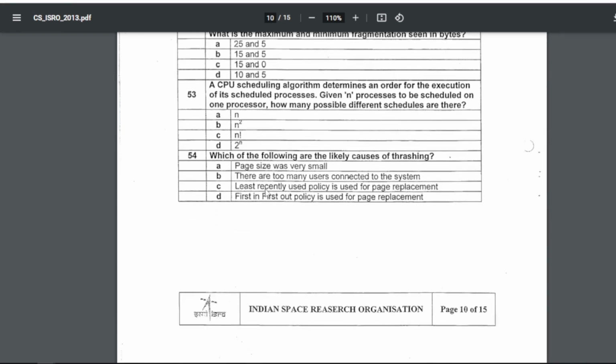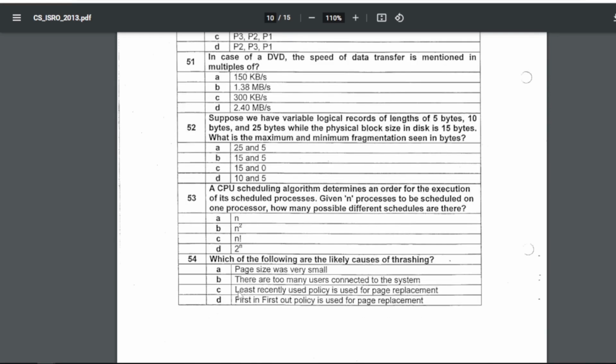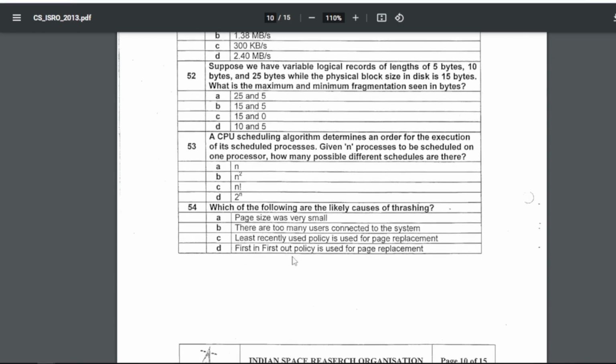Now question number 54 is, which of the following are the likely causes of thrashing? For question number 54, our answer is A, that is page size was very small, right? So this can cause thrashing if the page size is very small.